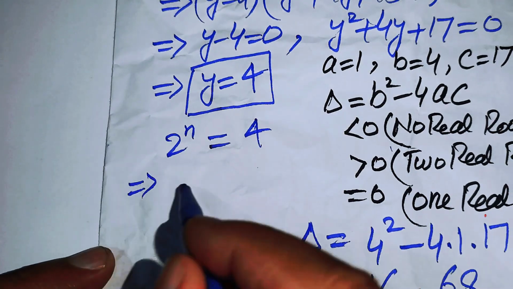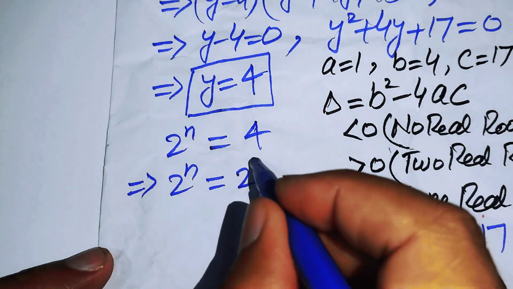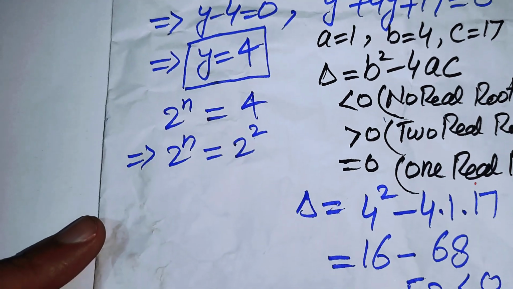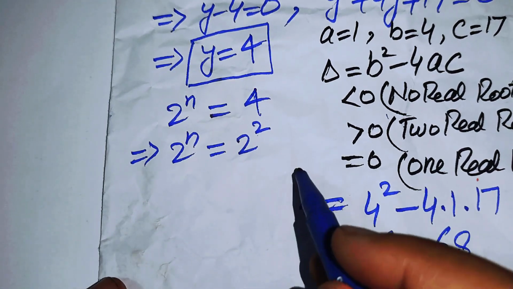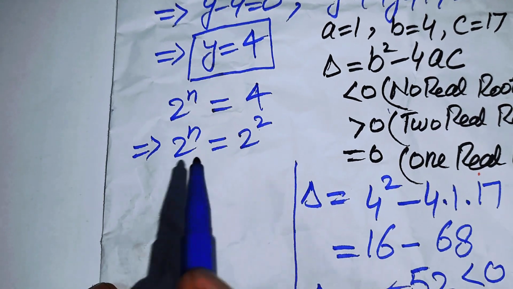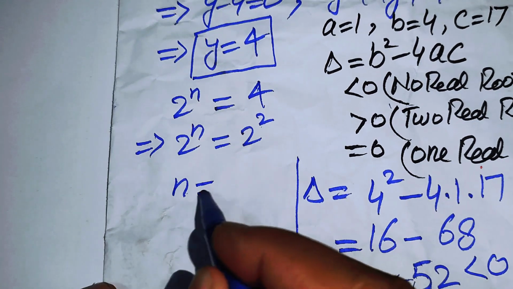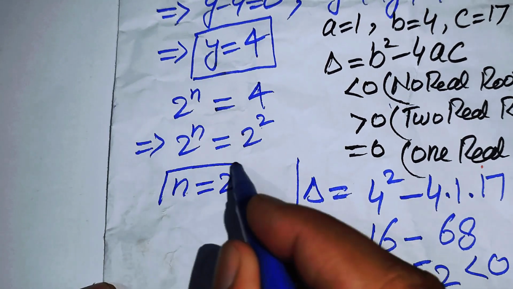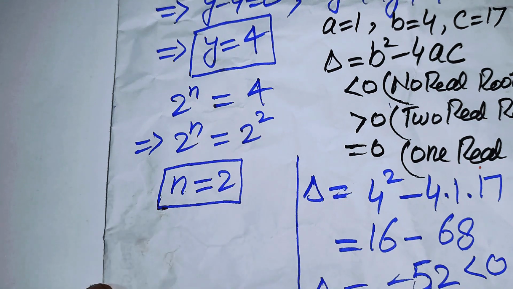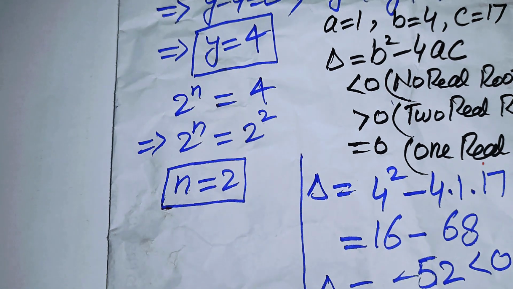And now we write the right hand side, which is 4, as 2 to the power of 2. Now you focus on both of the sides, and you see that the bases on both of the sides are the same, so their exponents are equal to each other, and you get n is equal to 2 as the only real root of the given equation. So this is our final value of this question.